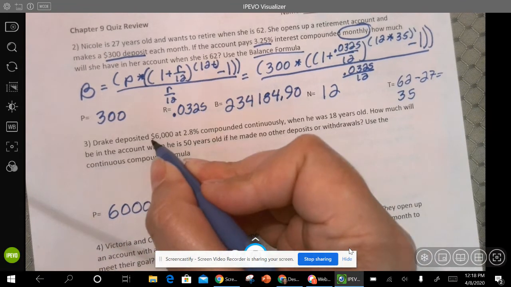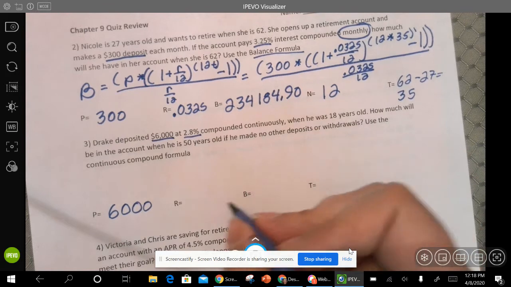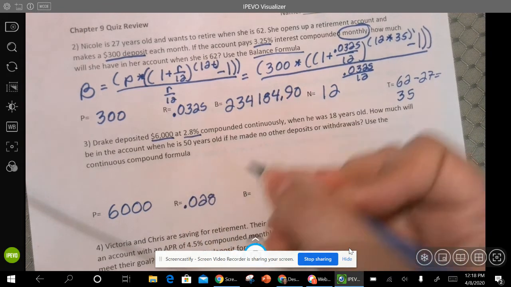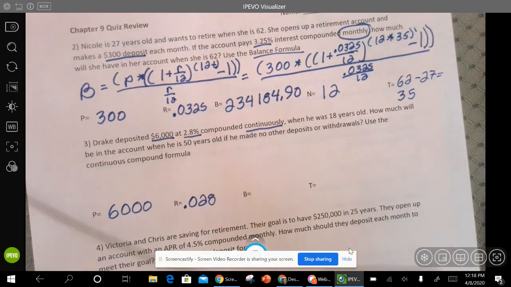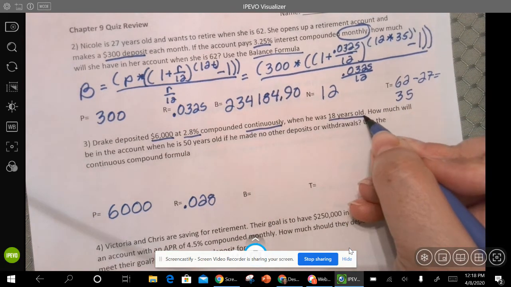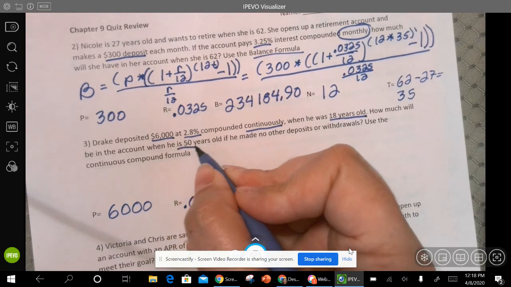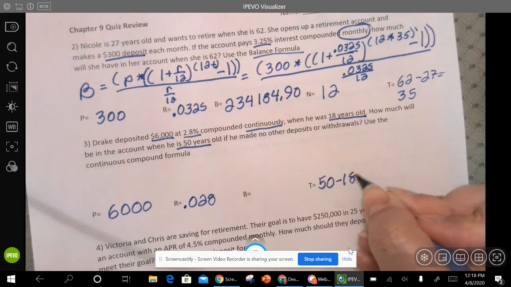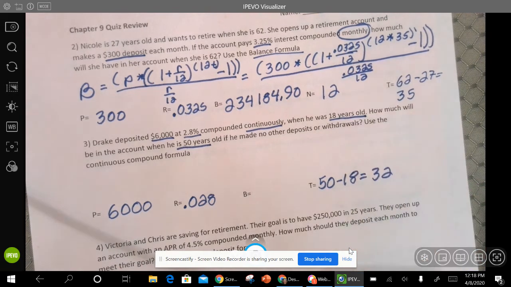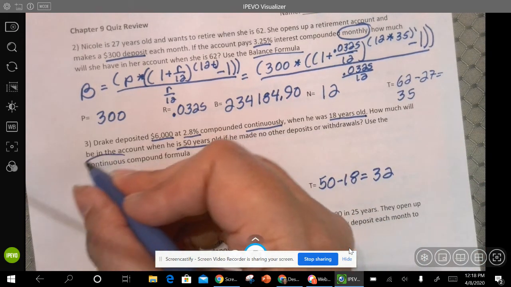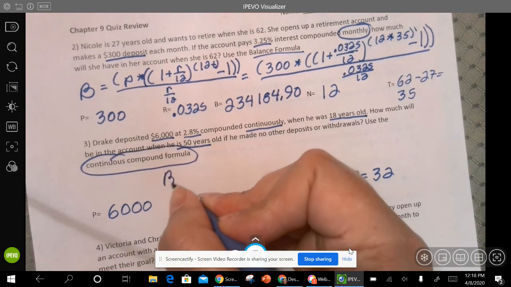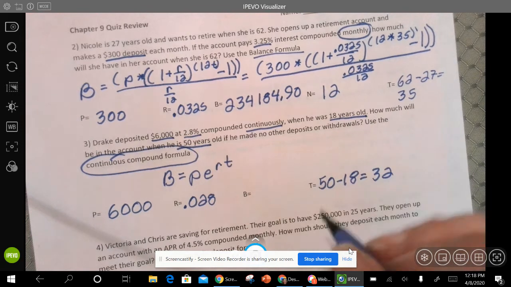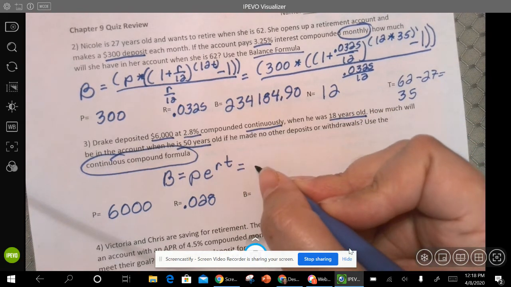Okay, next one. So for Drake, he's going to deposit $6,000. That's our principal, at 2.8%, so 0.028, compounded continuously when he was 18 years old. How much will be in the account when he's 50? So we're going to do 50 minus 18 to get 32 years. Continuously compounded formula, everybody, so the balance is equal to P times E to the RT.